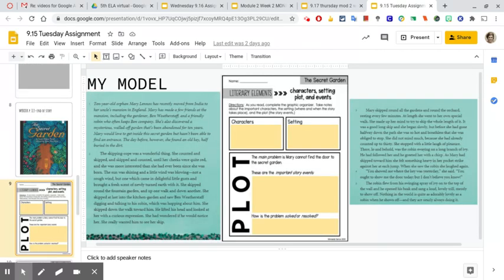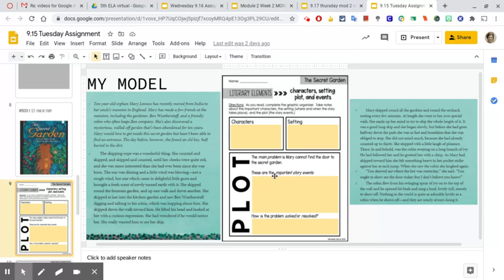Okay, so let's look at what you have to do today. You have to describe the story using the elements. And look, they've even chunked it up for you. We need to know the characters, the setting. The main problem is Mary cannot find the door to the secret garden. So we already know that's the conflict.